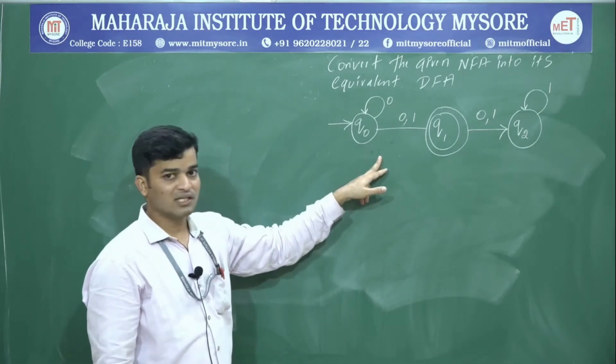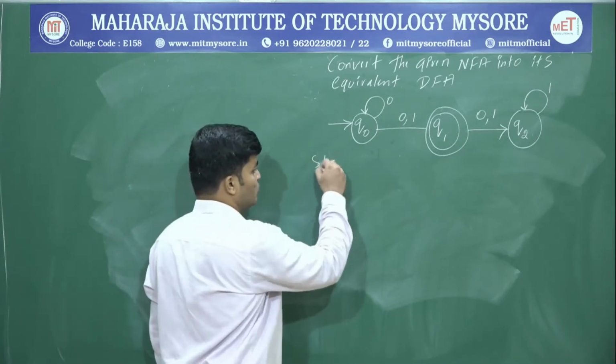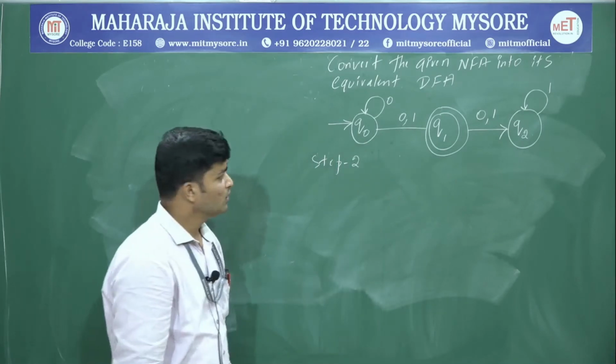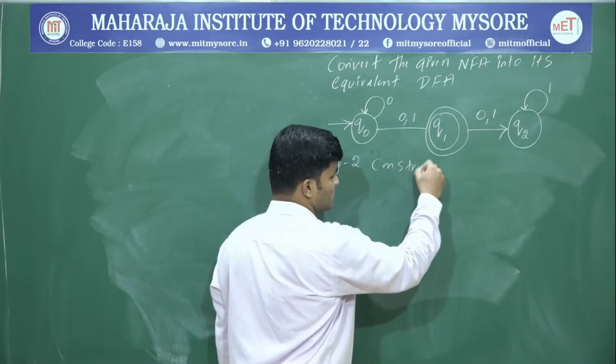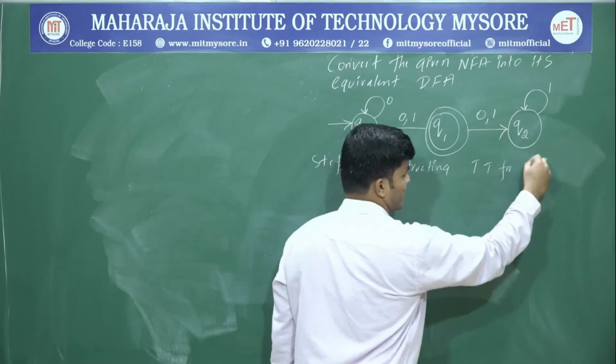What is step number 2? Constructing the transition table for the NFA. I'll go directly with step number 2, because in the question itself step number 1 is already given. Constructing the transition table for the NFA.